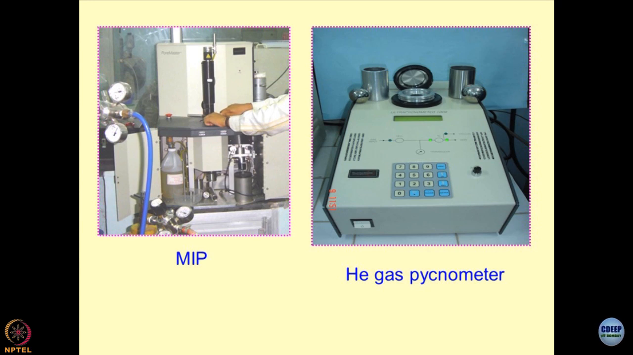This is a helium gas pycnometer where you have containers in which you can keep the sample, and you can keep them in the control system. You can allow their interaction with helium gas. You can find out what is the volume of helium which gets displaced, and you can compute the bulk density and surface area. The balls which you are seeing over here are the standard materials which are used to calibrate the setup.